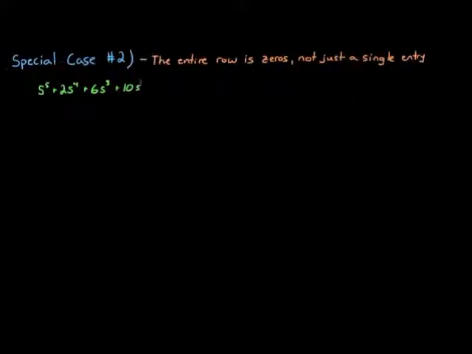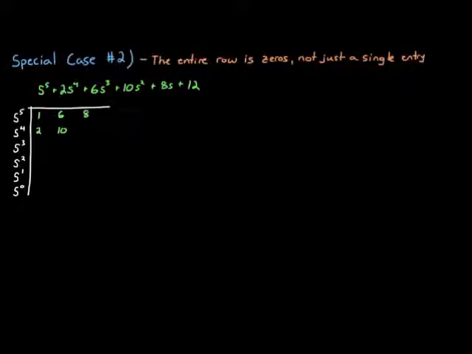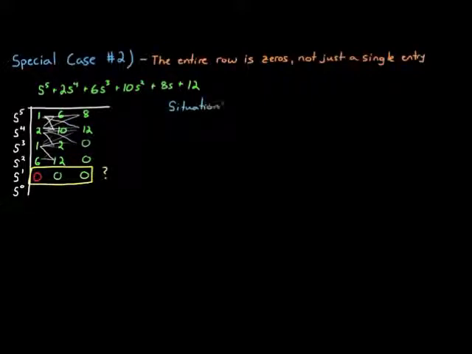The second special case is when there is an entire row of zeros, and not just a single 0 in the row. I'll demonstrate this special case and what to do with it with this polynomial. S to the fifth plus 2s to the fourth plus 6s cubed plus 10s squared plus 8s plus 12. And let's fill out the Routh array by populating the first two rows, and then we'll populate the other rows using our figure 8 method. But when you get to the fifth row, or the s to the first power row, that one becomes all zeros.